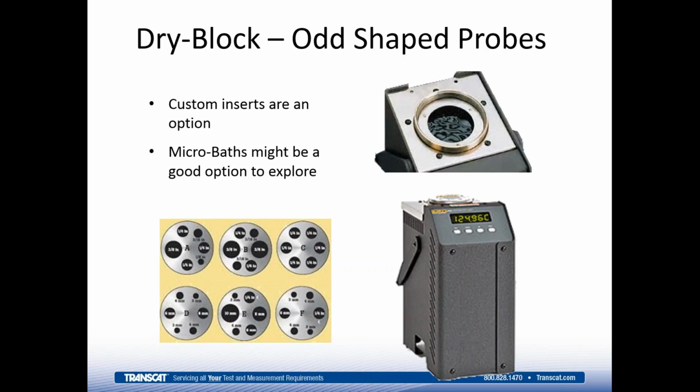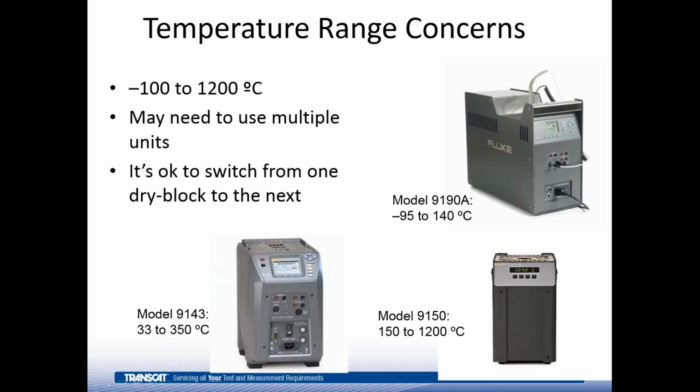You won't have so much stem conduction when it's a fluid instead of a dry block. Also, you can fit a liquid and glass thermometer in there and do a calibration in a microbath in a way that you really can't do with a dry block calibrator. So microbath is an option to consider if dry block just isn't appropriate for your application.